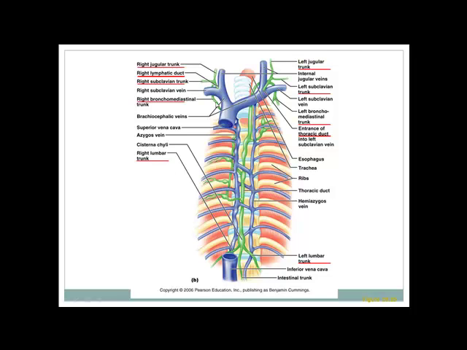Here we'll have our right bronchomediastinal trunk, right subclavian trunk, and right jugular trunk. These all come together to form the right lymphatic duct. The right lymphatic duct will drain right here, which is the junction of the right subclavian vein and the right internal jugular vein.